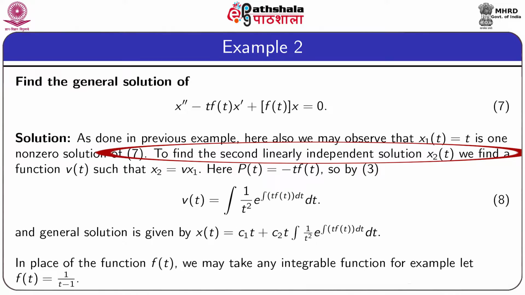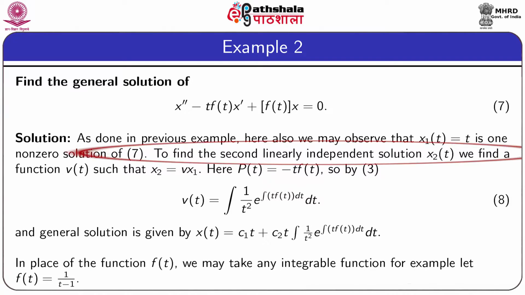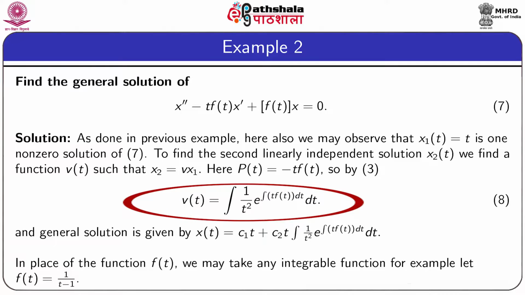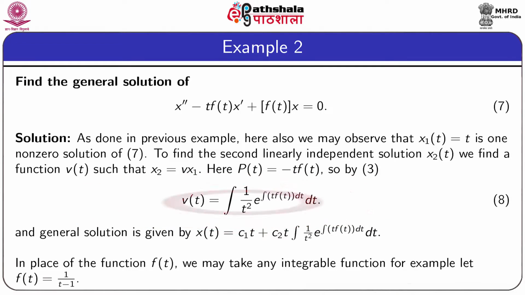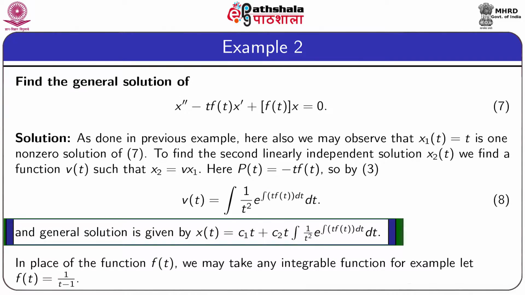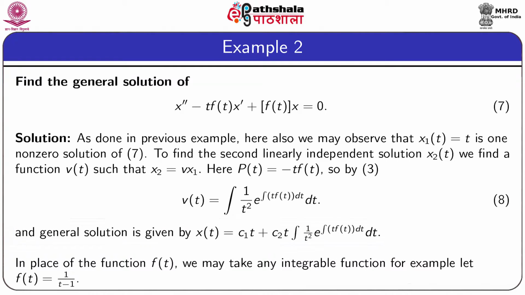To find the second linearly independent solution x2 t, we find a function v t such that x2 is equal to v x1. Here p t is equal to minus t f t, and hence by 3 we will get v t equal to integration 1 by t square e to the power integration t f t dt, and the general solution will be given by x t is equal to c1 t plus c2 t integration 1 by t square e to the power integration t f t dt dt.